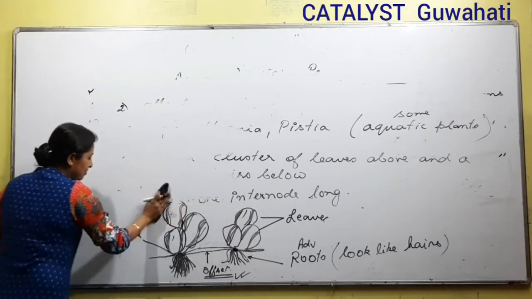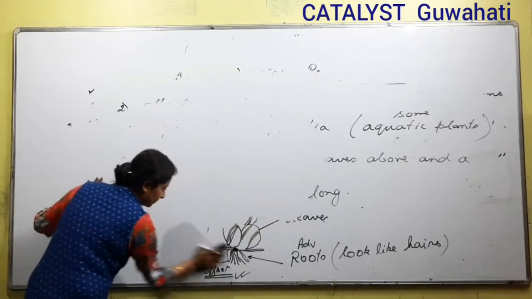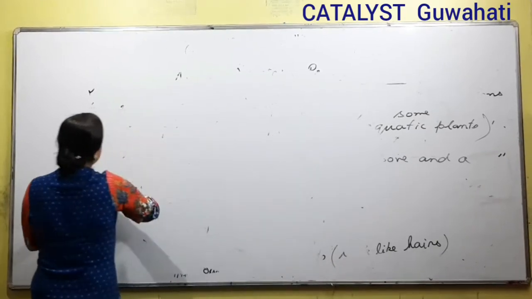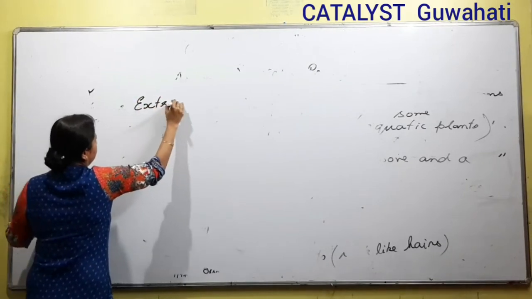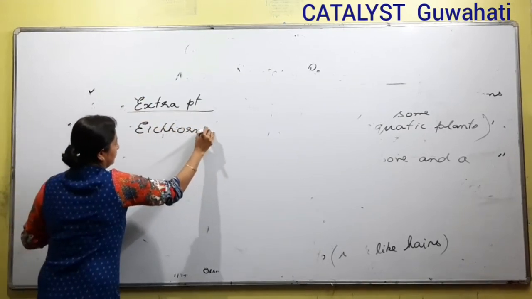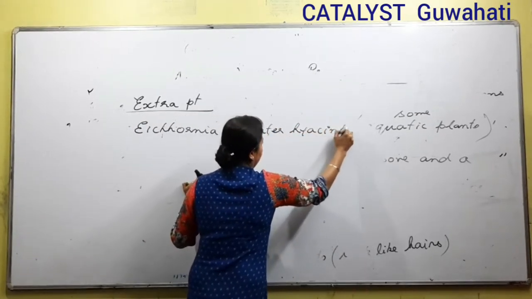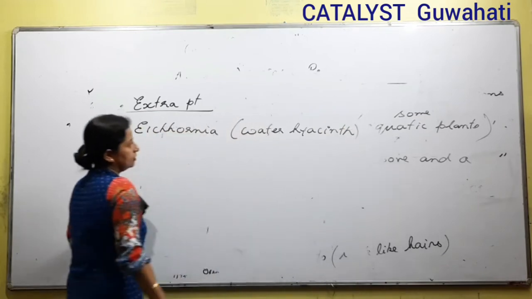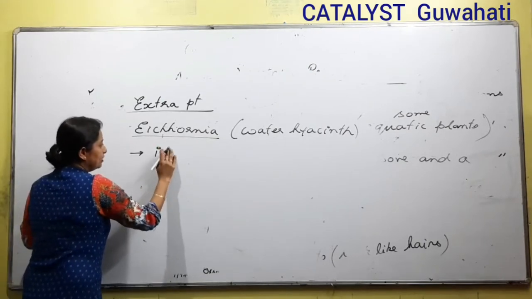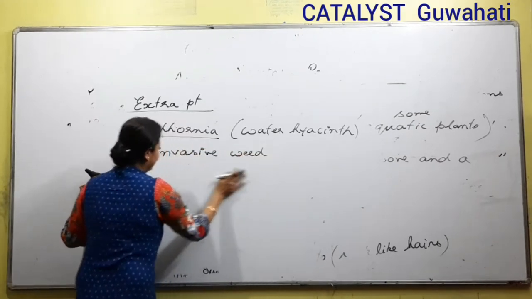Now there are certain extra points that you have to know about one example that is called Eichhornia, or water hyacinth. Eichhornia is also called water hyacinth. What do you need to know? It is an example of an invasive weed.